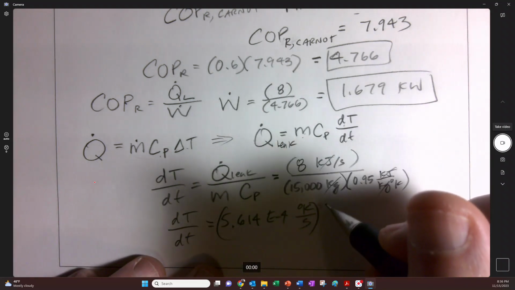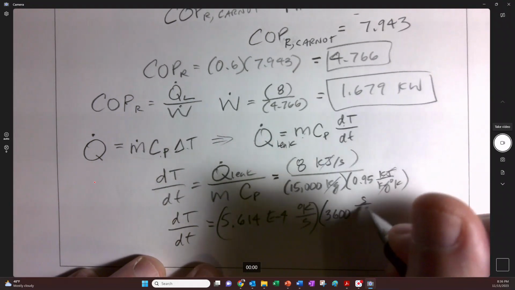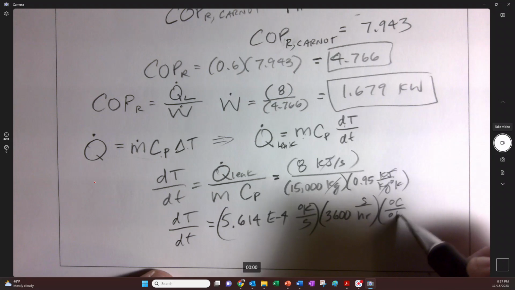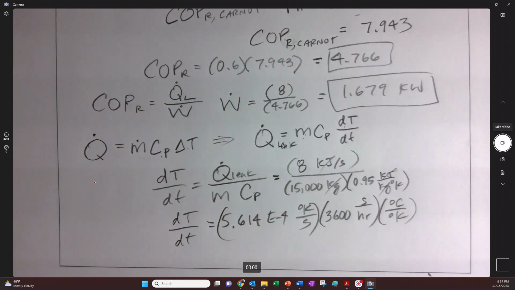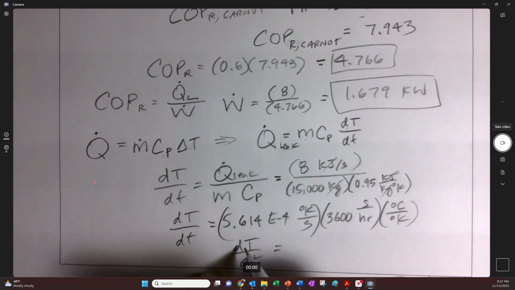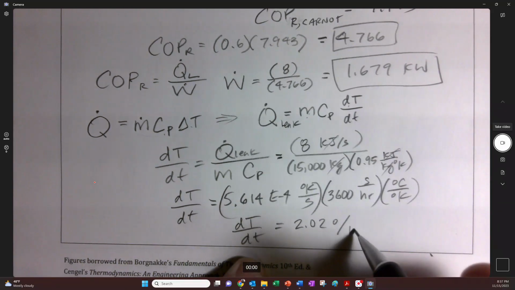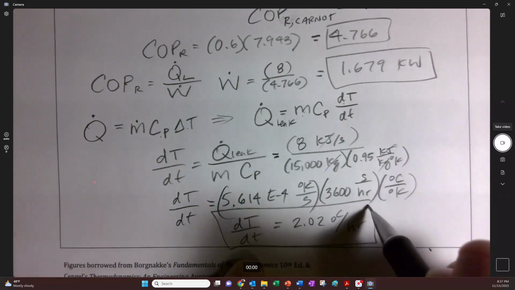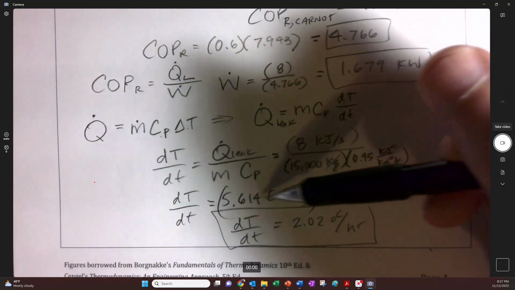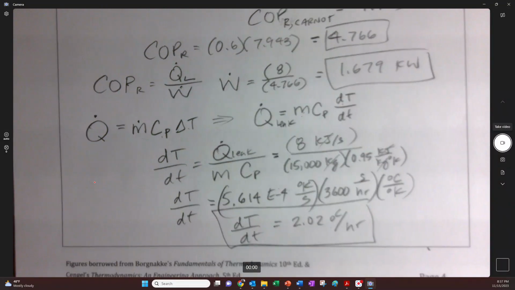But you could just go ahead and multiply by 3,600 seconds per hour, and also degrees Celsius per degree Kelvin. They're identical, really, in terms of the ratio of them. And so we get dT, the change in temperature with time, is going to be 2.02 degrees Celsius per hour. I can figure that the house is going to get 2 degrees warmer per hour when the air conditioner is turned off.